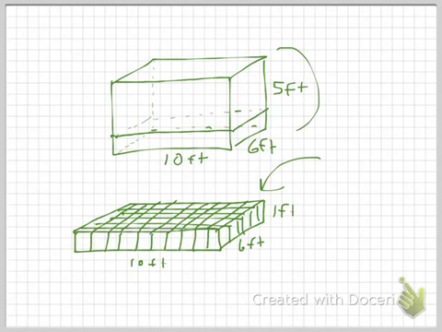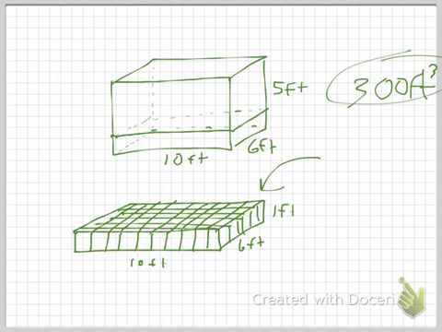Well, what if it was 5 feet tall? Then what would I do? If the bottom layer is 60, how many more layers do I have to do? 4 more layers, right? So if the bottom one's 60, then the next one is 60, and the next one's 60, so it's 60 times 5. There's 5 layers, so it's 60 times 5, which would make it 300 cubic feet.